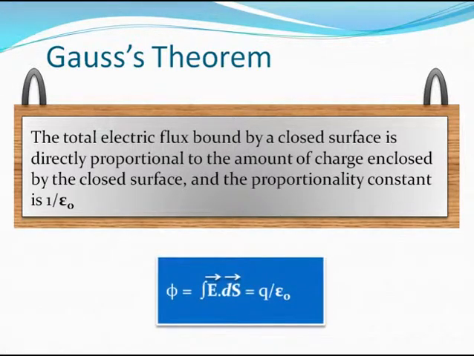Another way of writing Gauss's law is that net flux, which is the same as integral E dot ds, is Q enclosed divided by epsilon naught. Now why are we saying all this? Like, where did Gauss's theorem come from?